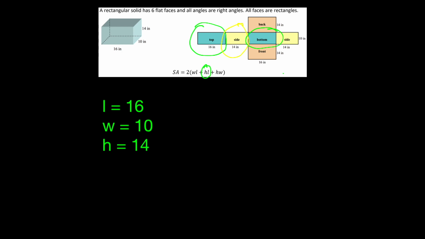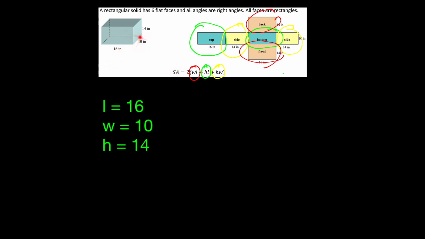If we look at this side right here in yellow, in order to get the area of the side in yellow, we're going to multiply 14 and 10. Well, that's going to be the height and the width. So that's where you get the H and the W. And then finally, the back and the front, that's going to be 16 times 14 if we want to get the area of those two things. And that's where the WL comes into play. And since we're calculating this area twice, we multiply by 2.